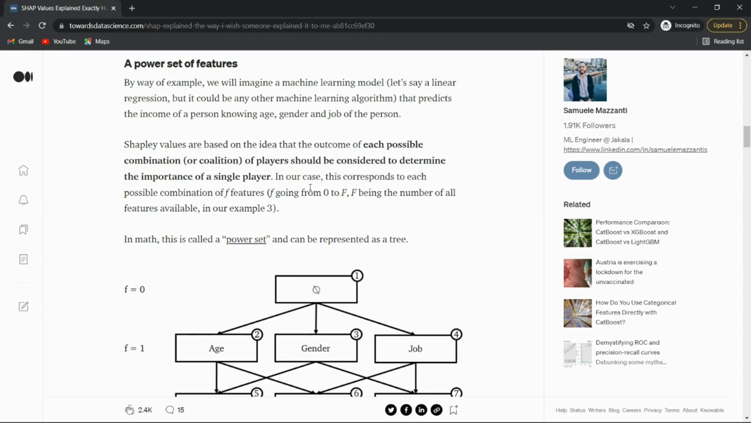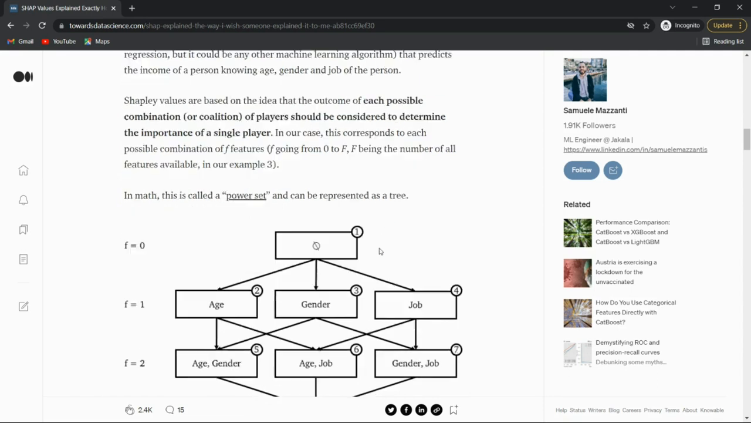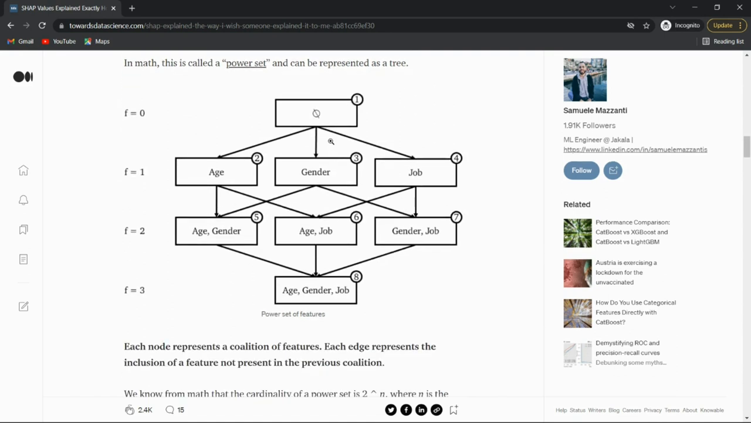So in our case, for the possible combinations of features, the small f represents a variable that can be 0, 1, 2, 3, and the capital F is 3, that is the total number of features. So we need to consider the power set. The power set consists of: not considering any of the features, 1 instance; considering one feature only, that is age, gender or job, 3 instances; 2 features at a time, 3 instances; and 3 features at a time, 1 instance.